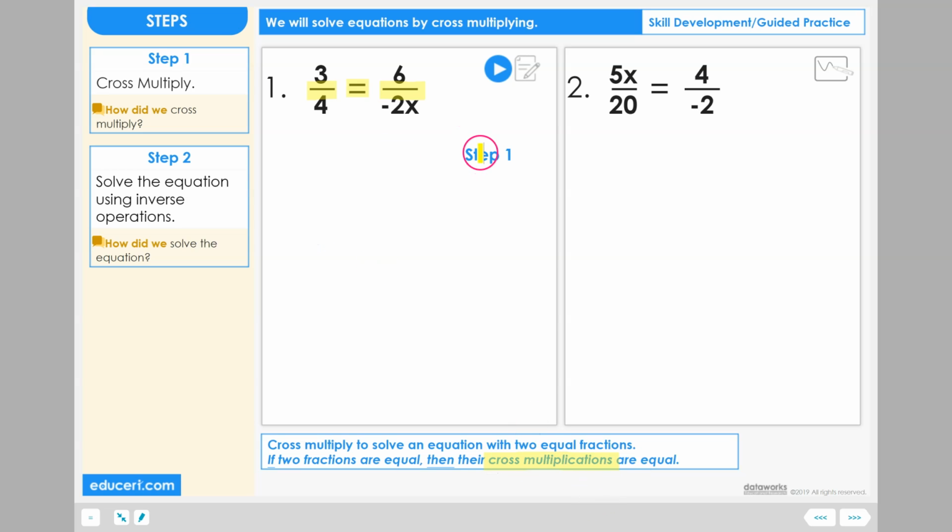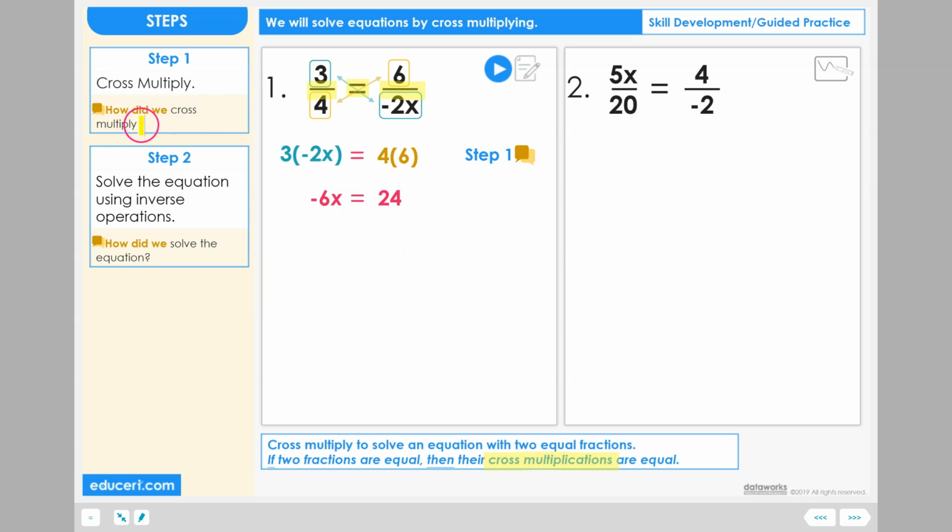So step 1, cross-multiply. To cross-multiply, we follow the same pattern. We take one numerator and the other fraction's denominator, and we multiply those two together. So we're going to multiply 3 times negative 2x. We're going to write that down on the left side of the equation, and on the right side, we're going to do the other cross multiplication, the denominator 4 times the numerator 6. 4 times 6. To finish the cross multiplication, let's multiply these terms together. Positive 3 times negative 2x is going to equal negative 6x, equals 24.